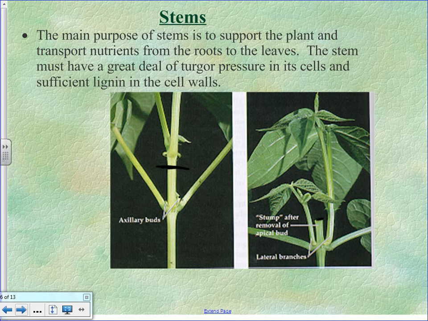So, main purpose of the stems, got to support the plant, transport nutrients from the roots to the leaves, and vice versa. Okay, doesn't say that here, but they also have to transport sugar from leaves to roots.